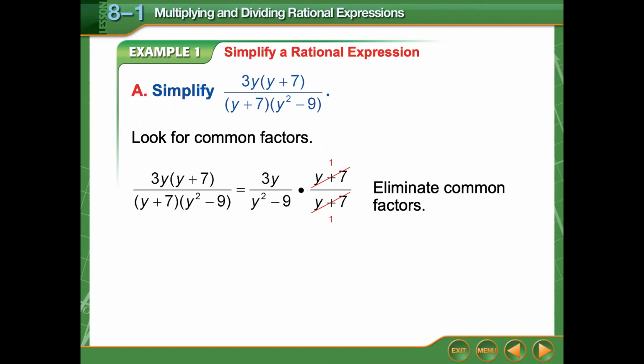Remember, when we have a fraction that has the same numerator and denominator, we cancel each other out and reduce to 1. So now we have 3y over y squared minus 9, and that is all we can do. So that is our answer, 3y over y squared minus 9.